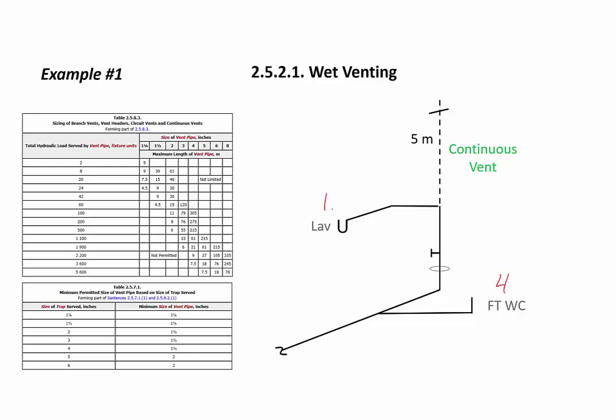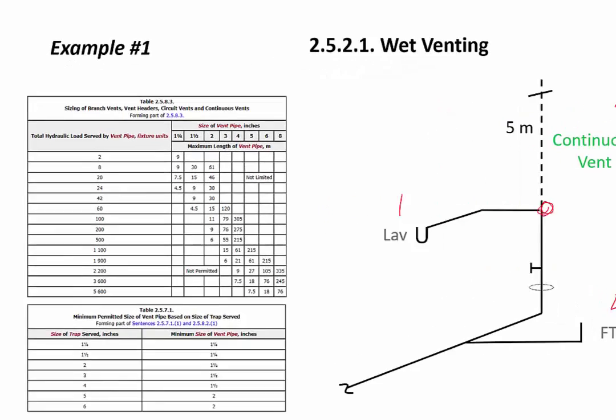We said we had 4 fixed units for the water closet, 1 for the lav. So the total load on the continuous vent is 5 fixed units. And we have a 5 meter length to outside air. So we measure from the drainage connection all the way to outside air, unless we hit a major vent. Then we would stop at the major vent for length.